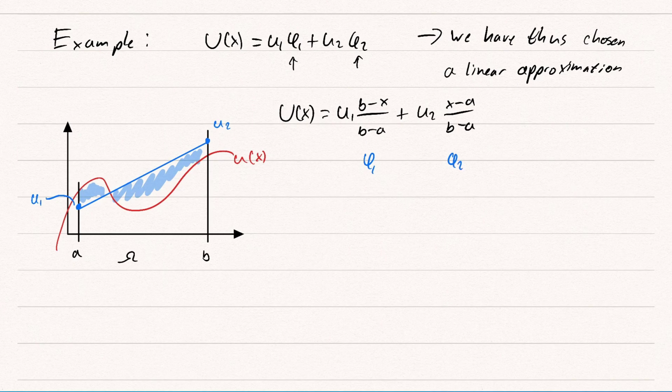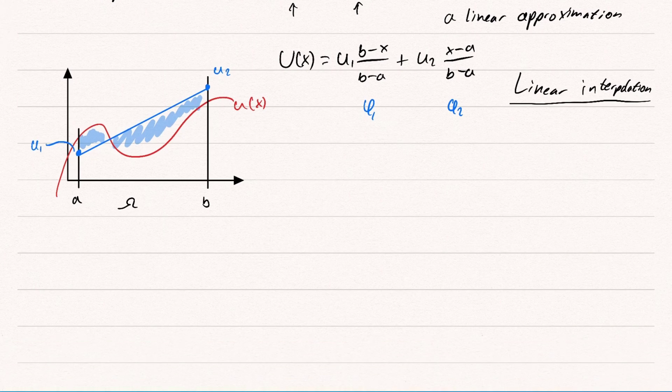I'll get in a future lecture into details of how you construct phi 1 and phi 2. In this case, this is linear interpolation. This is what we have created here. So we are linearly interpolating a function between u1 and u2. All right, what about the area?